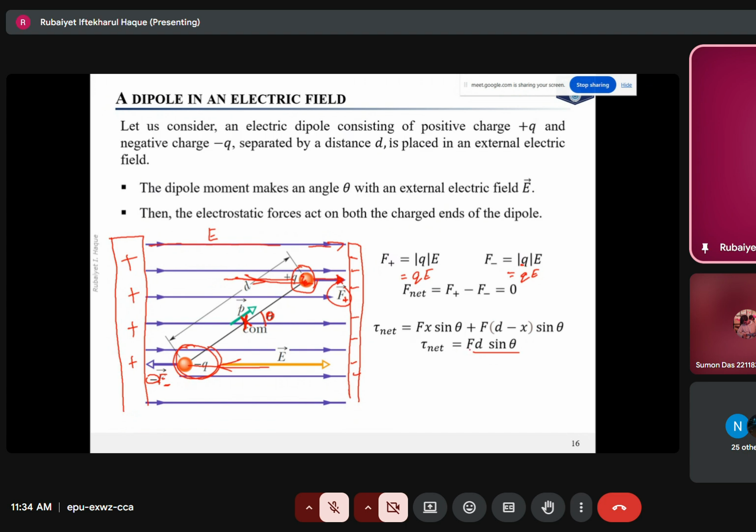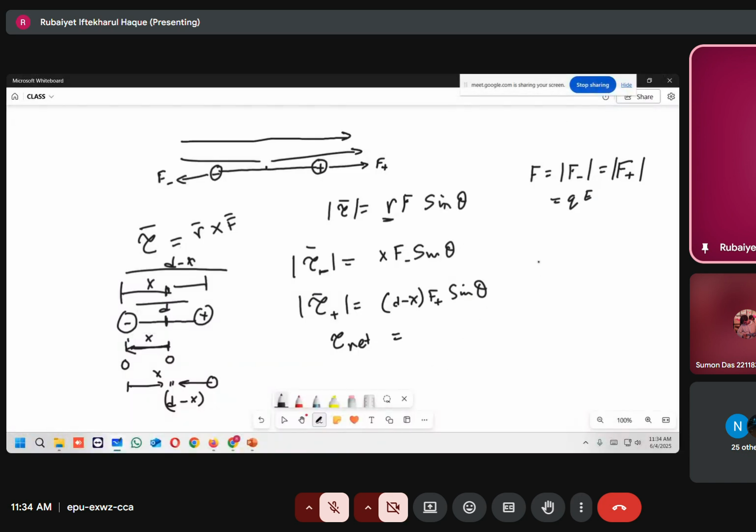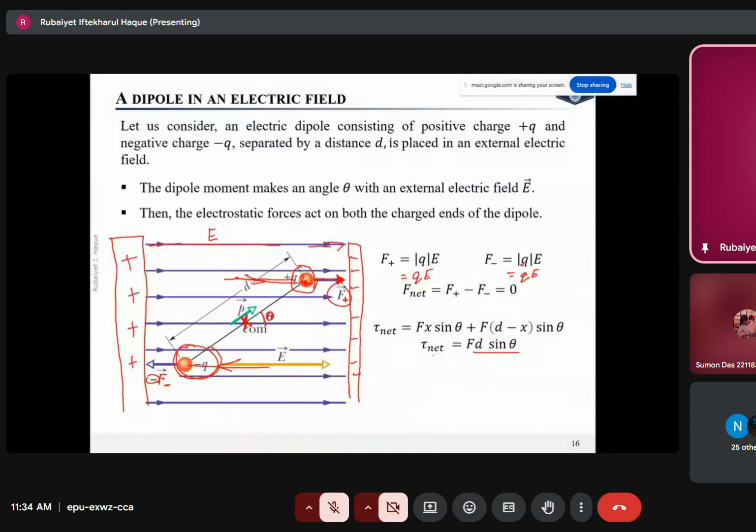Now, if you remember, F is what? If you take the modulus, it is qE, and if you want to keep the d, fine, and if you want to place it in terms of p, it is the same thing. So you can put F equals to qE and d equals to p by q. After simplification, you are getting pE sin theta. So the magnitude of the torque is equal to pE sin theta.